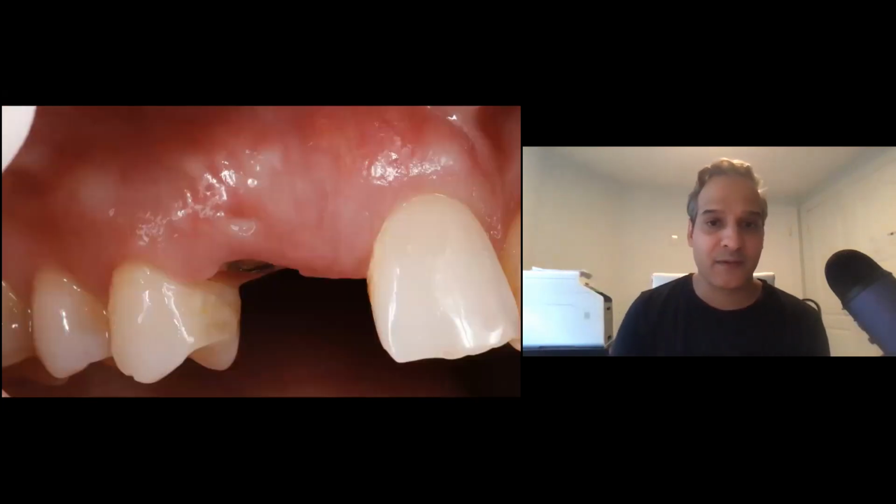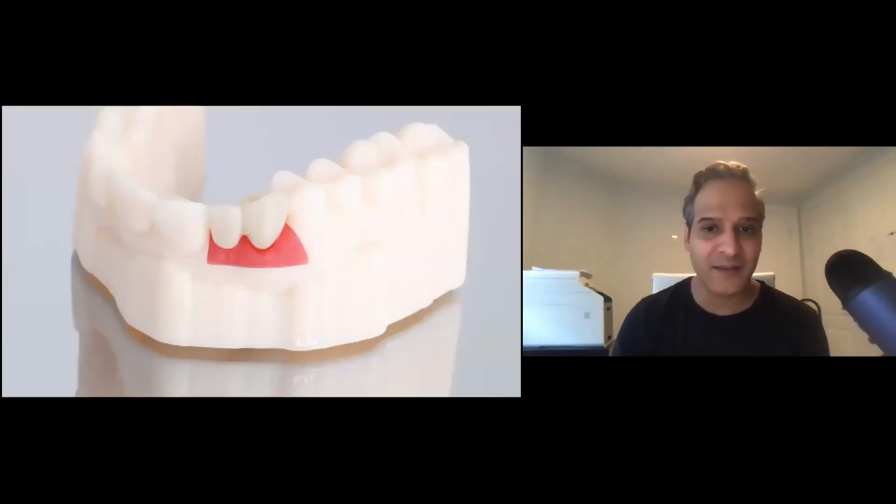So it looks good. This is once it's healed. You can actually see the tissue grew over the healing abutment. So we actually got more than I needed. It just crept up naturally. So we just adjusted and trimmed that.